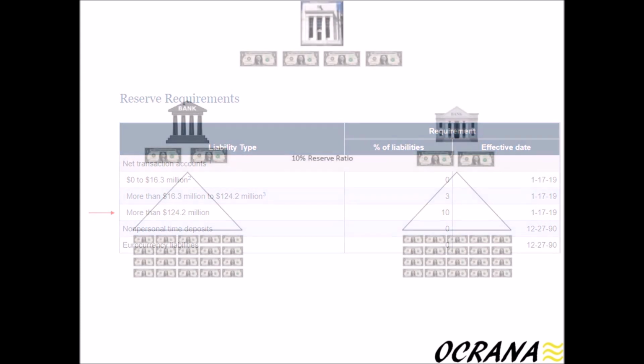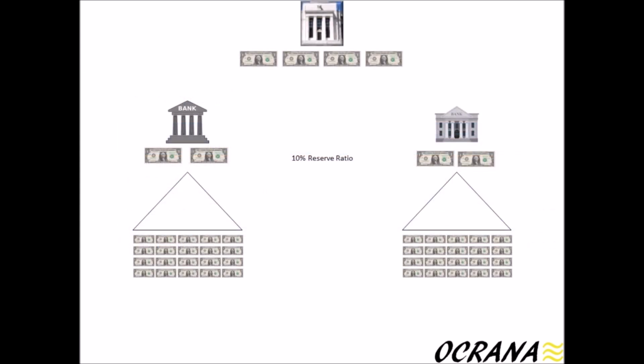So if we have two private banks operating with a 10% reserve ratio, and then the central bank increases the reserve ratio to 20%, it will act to reduce the amount that the banks can lend, and therefore reduce the currency supply and push interest rates up.